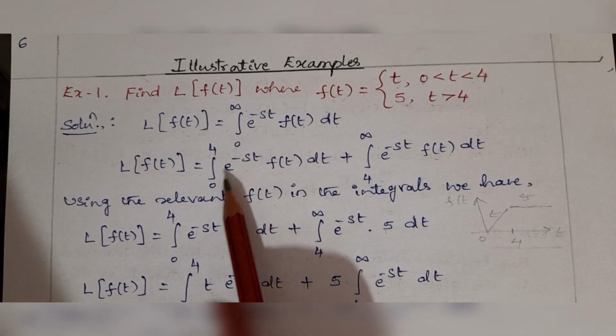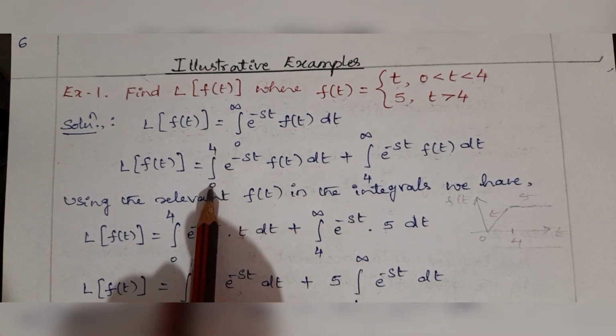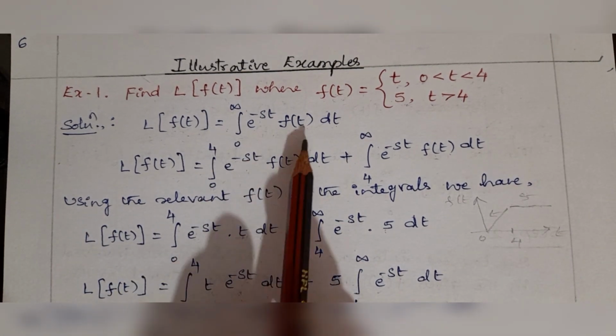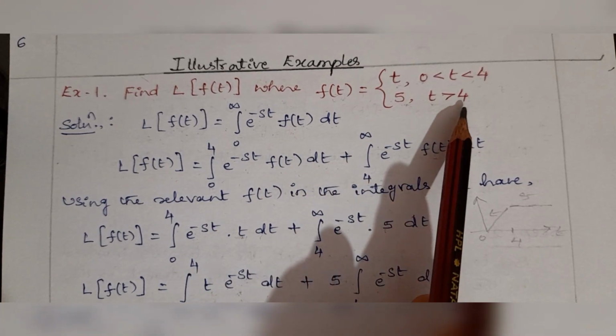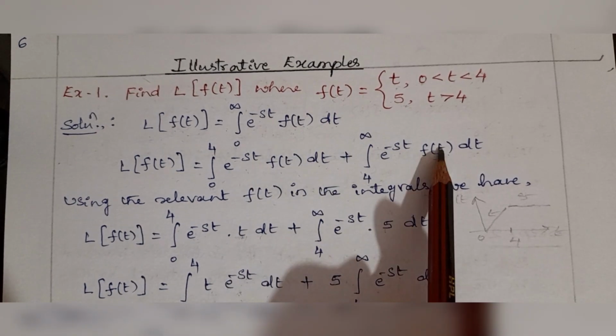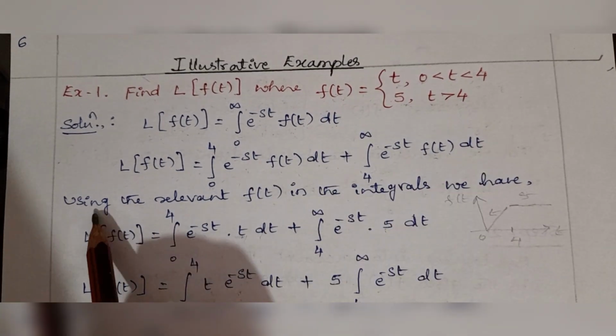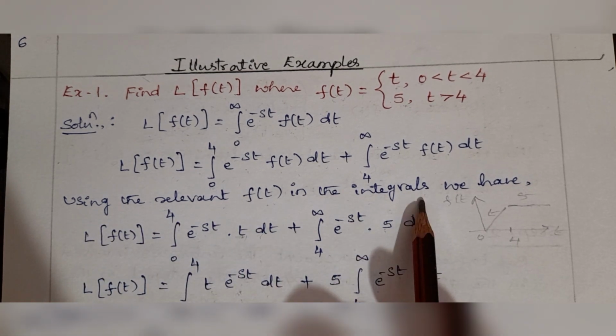First, apply the limits to the integration. Integral from 0 to 4 of e power of minus st f of t into dt plus the integral of the second interval, 4 to infinity, e power of minus st f of t into dt. Next, use the relevant f of t in the integrals.